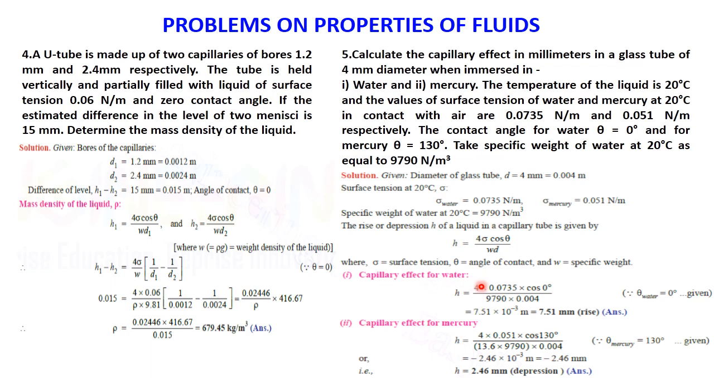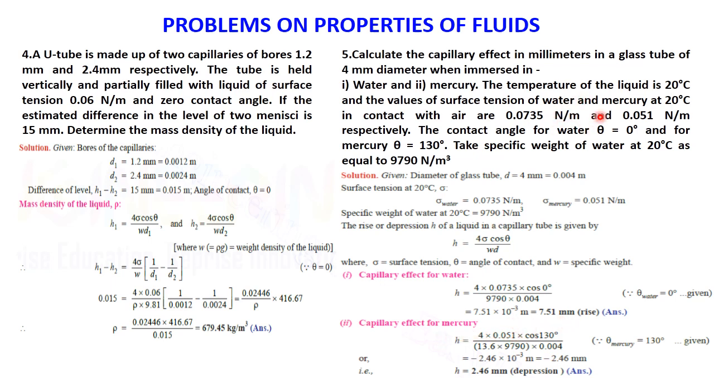divided by WD. So first, capillary effect for water, H is equal to 4 into 0.0735 into cos 0 degree divided by 9790 into 0.004. So we get H as 7.5 mm. It is a positive value, so we can say that this is a capillary rise.